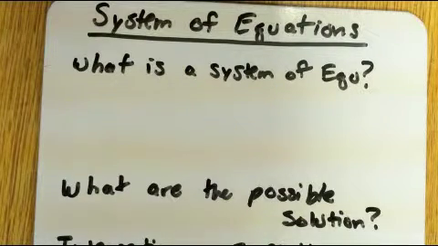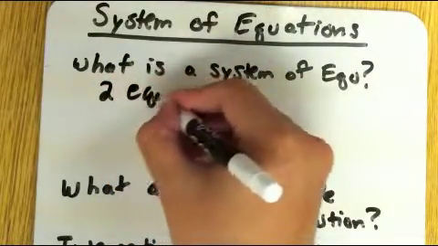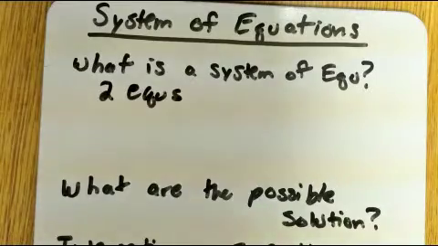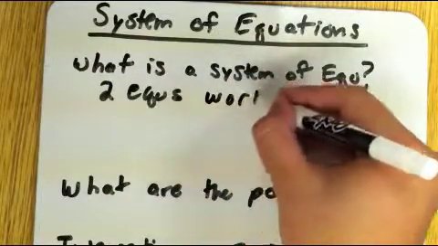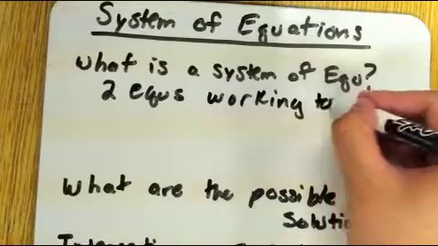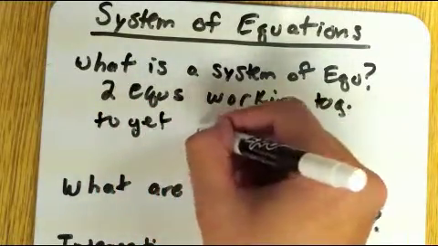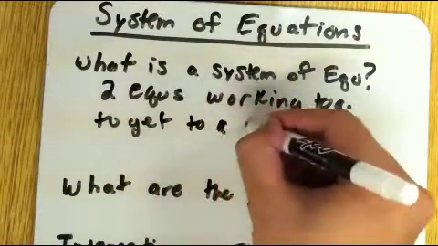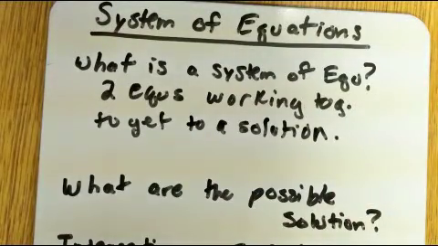We're going to have two equations, no more than two. In Algebra 1, that's all we deal with. We're going to be working with two equations, and of course, they're going to be working together to get to a solution. That's our whole objective about systems of equations. We need to get to a solution.